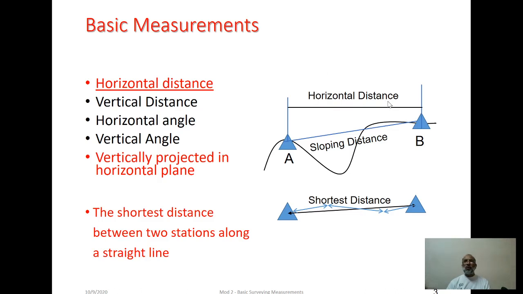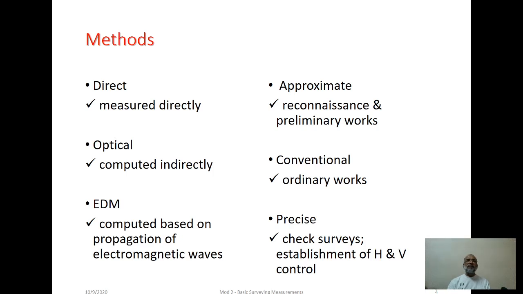In order to do so, whatever dimension we measure along the slope, along the undulations, we reduce it to the horizontal plane. It is also the shortest distance between the 2 stations along a straight line. So here, as shown in the sketch, we don't wish to have this zigzag distance, but it should be the shortest possible distance between 2 given stations.